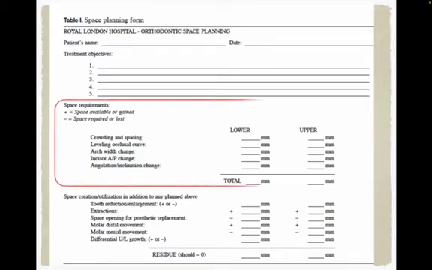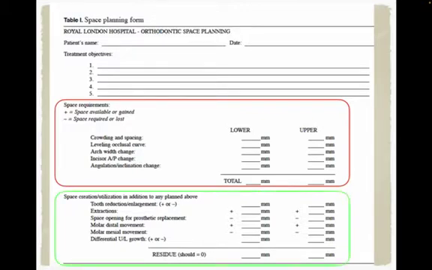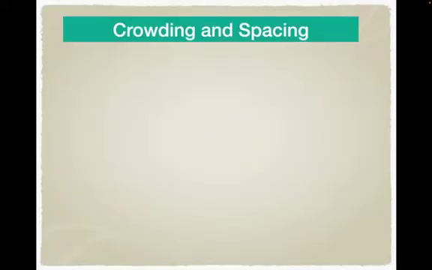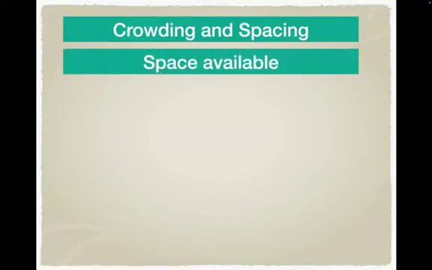For today's lecture, we're going to discuss this part, which is basically the space requirement. And for the next lecture, when we do the treatment planning, we're going to discuss how to provide space to treat this malocclusion. So the first one is to measure crowding and spacing. First of all, in order to measure the amount of crowding that we have, we need to measure the space available. So how can we measure the space available?